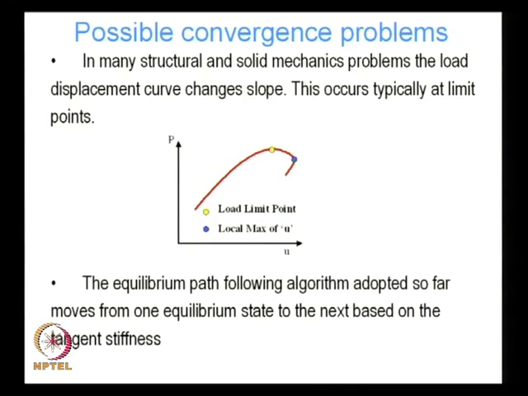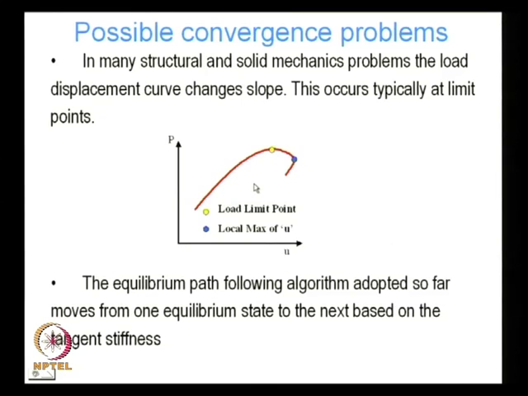Why? Because unless our load path is really well behaved, the Newton-Raphson method cannot converge, and we will see examples of why that happens. In many structure and solid mechanics problems, the load displacement curve changes slope. For instance, here I have plotted a load displacement curve with a red line, and you can see that it is changing slope. It is positive up to here. Here probably the slope goes to 0 and changes sign. Same thing happens here.